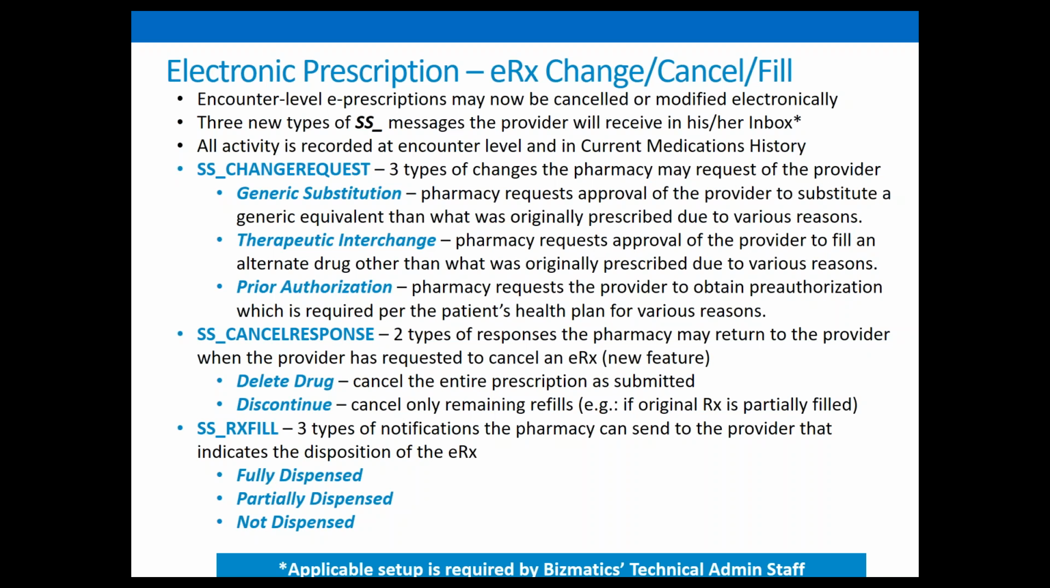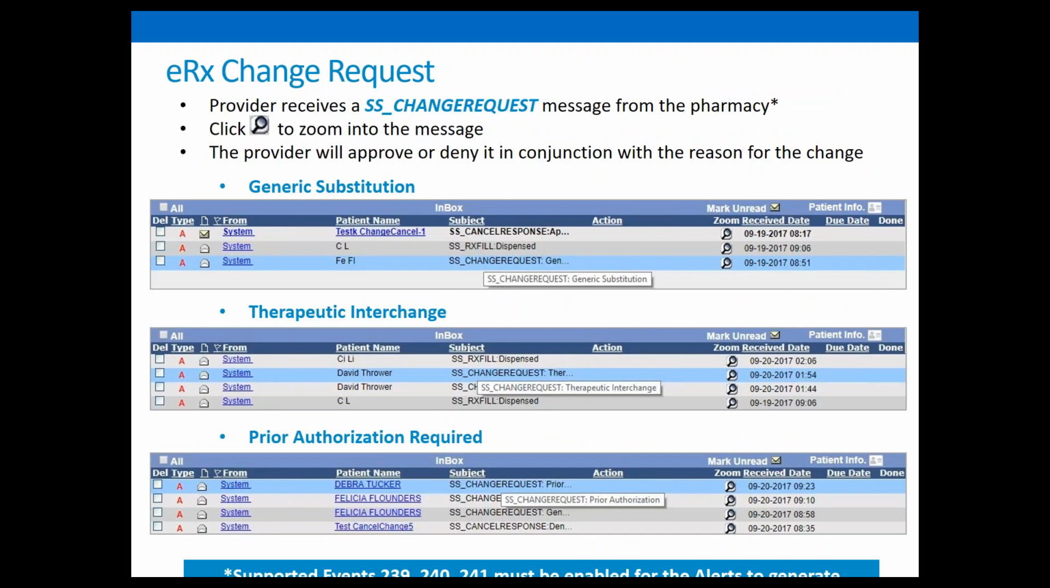Now, in order to use these features, it does have to be set up by Bizmatic staff with SureScript. So it's nothing you can set up for yourself. But the way the workflow is that once it's turned on, you will receive these message types in your inbox. So we're going to look at each of these now and what the workflow is, because they have different workflows based on if you're approving or denying and based on what the pharmacy is suggesting or requesting.